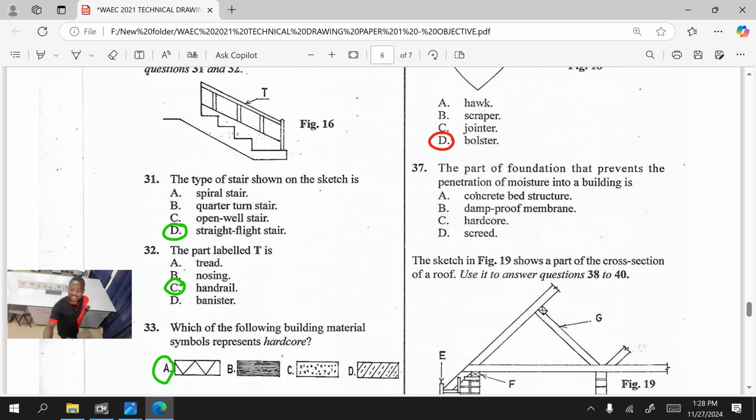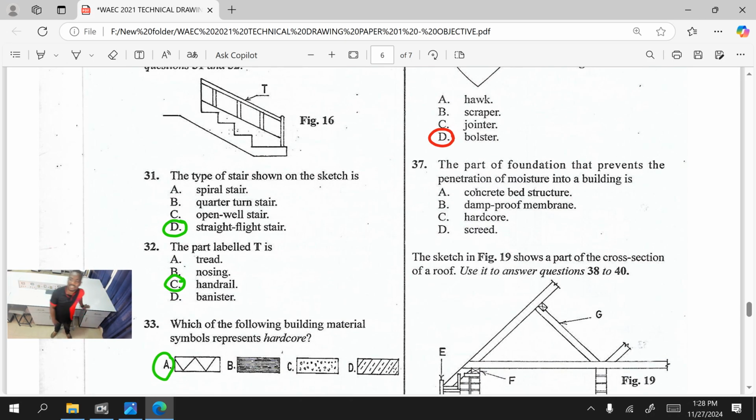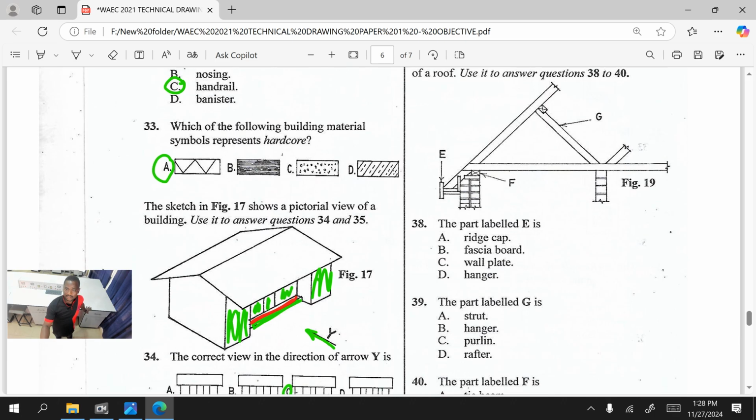So question 37: the part of the foundation that prevents the penetration of moisture into a building is what? The answer is B, damp-proof membrane. That's the function of the damp-proof membrane. It prevents the penetration of moisture coming from the ground into the building. So we'll go to question 38.